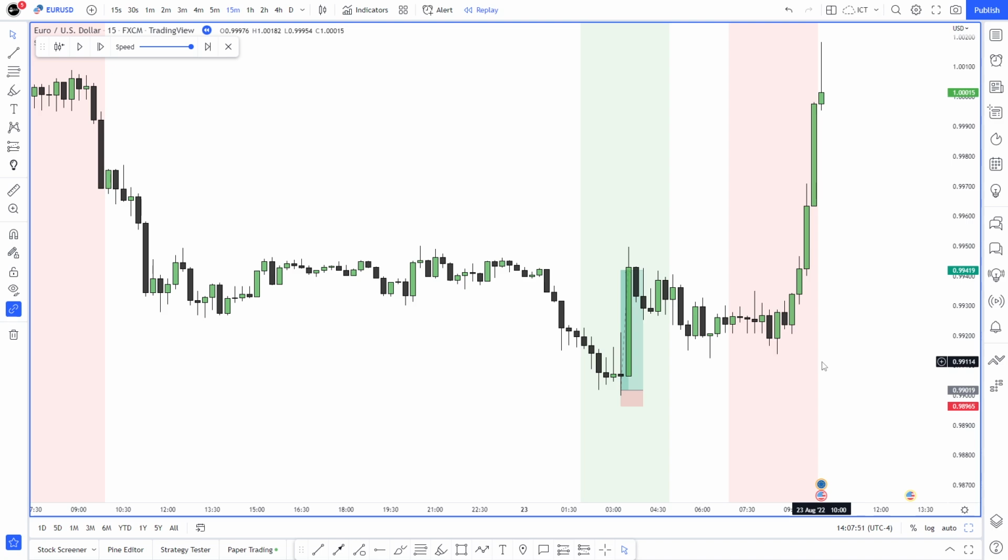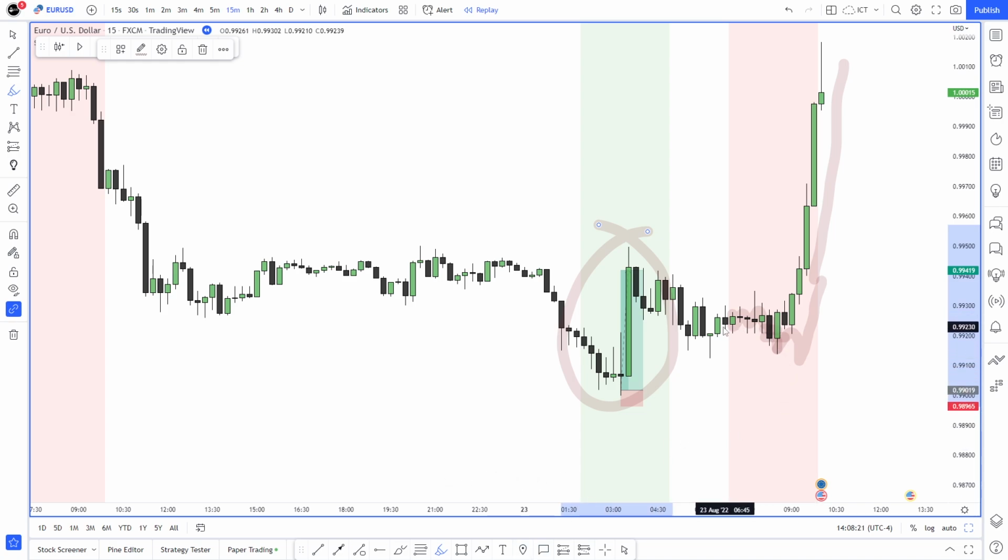Then you get into the session, which starts a bit blurry, right? It doesn't really move much. Tiny move to the downside. Maybe this is the sell. I don't want to miss out on the next move. Let's just take it. And then you take a loss. And then this happens. You wanted to force an entry because you thought that this was the move.